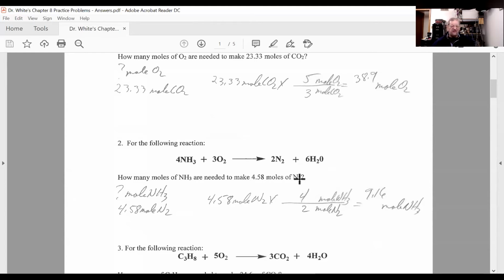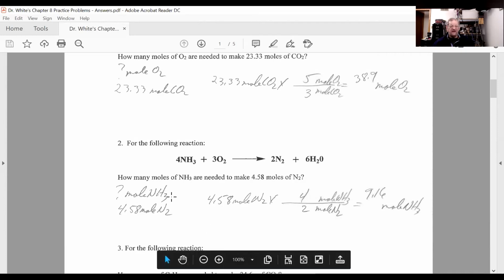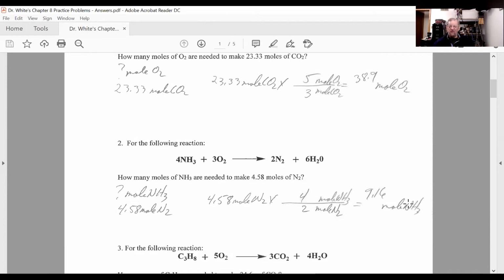When you see excess, that means ignore it. And it's time to use unit analysis. What do we have to start with? This number. That's what we start with. What are we trying to get to? This number, moles of ammonia. Whatever you're trying to get to, when you use your good buddy, your good friend, unit analysis.